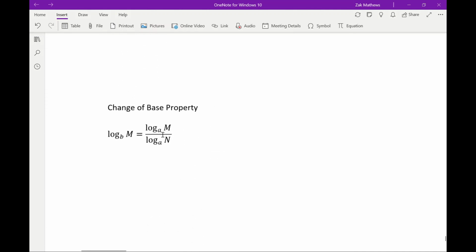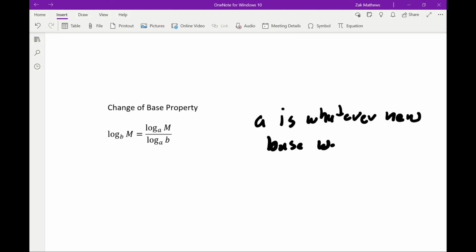Well, this brings us to our change of base property. Change of base property says if we have log base b of m, we can write that using any new base that we want. Let me fix this equation first. There we go. As log base a, that new base, whatever we want it to be, of m divided by log base a of b. So a is whatever new base we want.